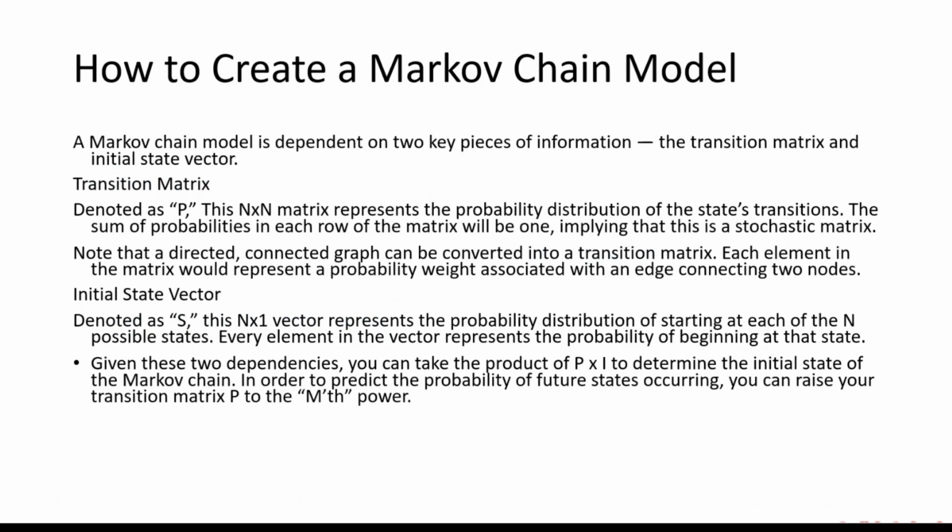Now, how do we create a model? A Markov chain depends on two key pieces of information: one is the transition probability matrix and the other is the initial vector. I should know what my current state is. The transition probability matrix P is an n-by-n matrix where n is the number of states. So you have a graph, but you need not show the graph, you can just understand it.